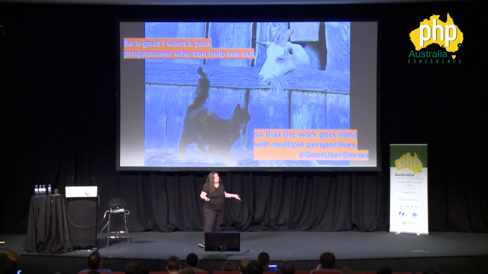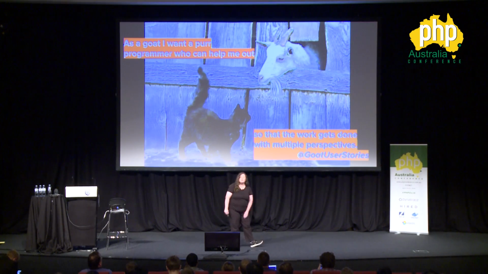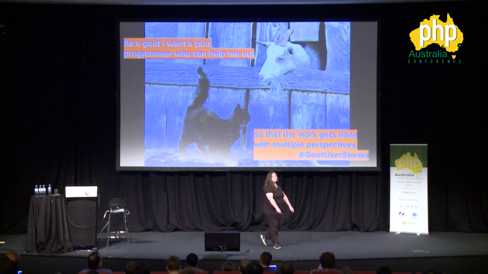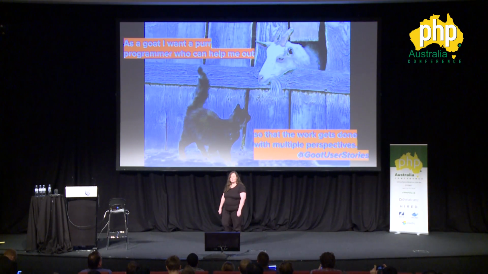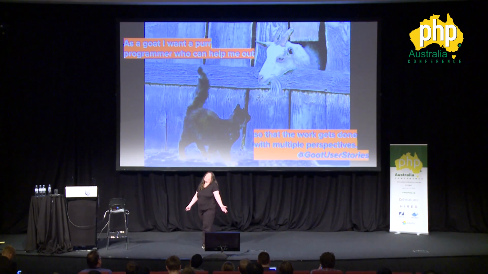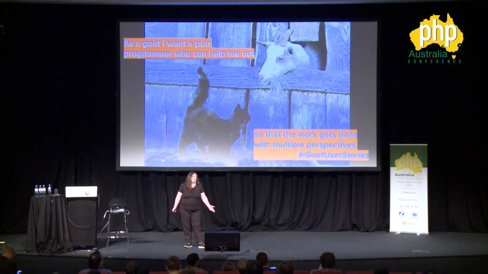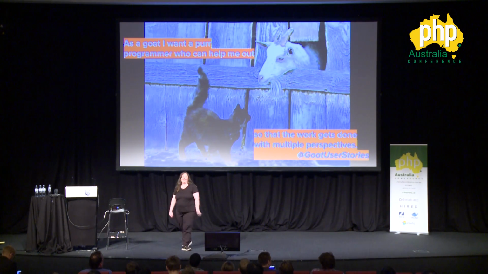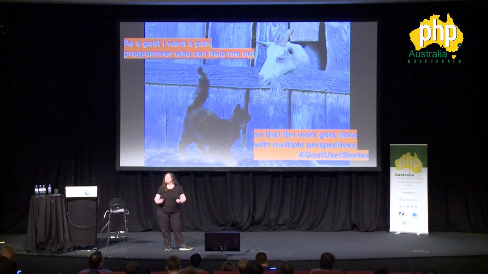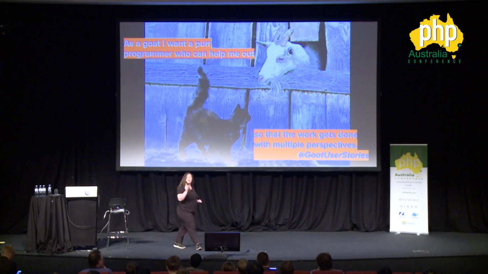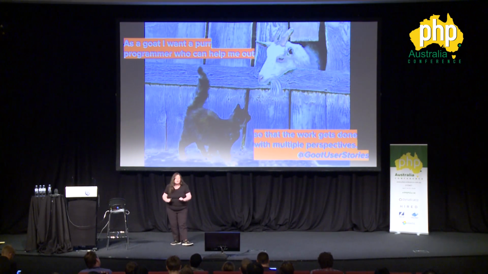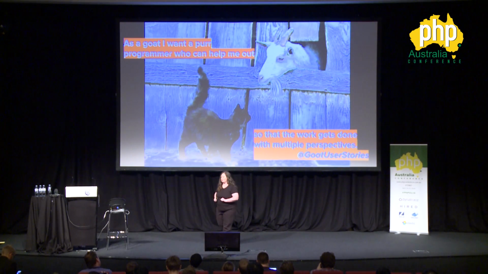Now, people go looking for inspiration for user stories in all sorts of places, and I asked Twitter, and Twitter very graciously provided goat user stories, and I couldn't help but put this in here because it's ridiculous and awesome and hilarious. As a goat, I want a purr programmer, keeping up the cat theme, an optimised cat perhaps, who can help me out so that the work gets done with multiple perspectives. Thank you, goat user stories.